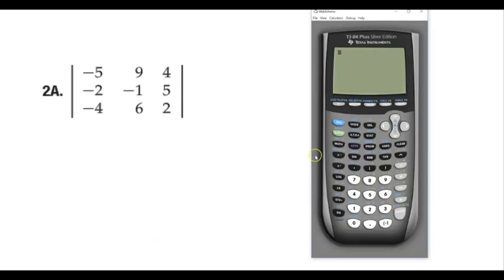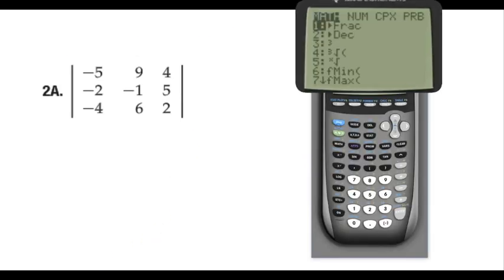Here's my calculator. This is the way we're going to do this. We're going to type this in. I'm going to go to matrix, second matrix. I'm going to go all the way to edit, so I can type my matrices in. This matrix is a 3x3. Type in all the values. I just went through and typed in all my values.